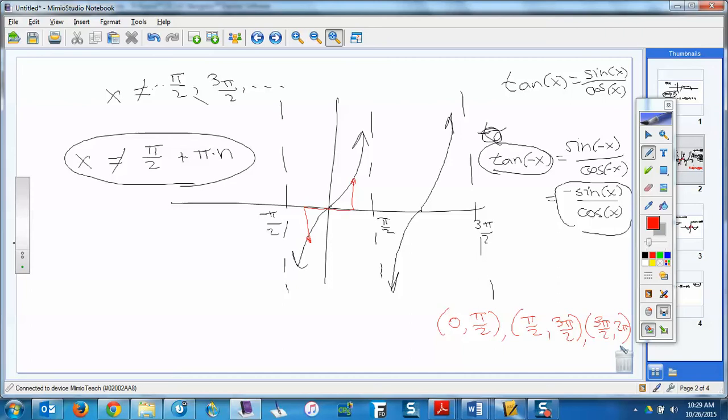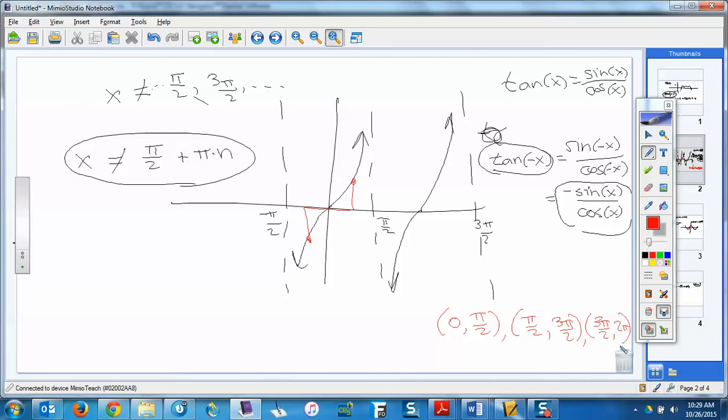So from 0 to pi halves it'd be concave up. From pi to 3 pi halves would be concave up, right? And then that'd be it, right? From 0 to 2 pi. Inflection points are there at the intersection, so at 0, at pi, at 2 pi would be inflection points.